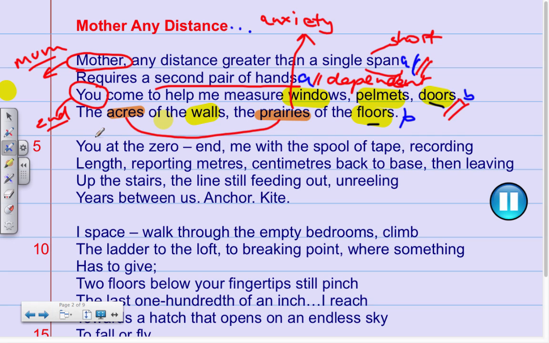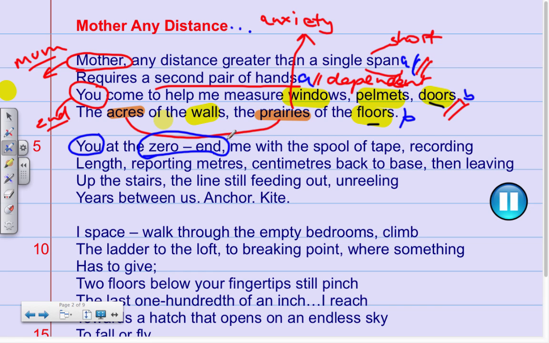Then again, this direct address: "you at the zero end, me with the spool of tape, recording length, reporting meters, centimeters back to base, then leaving up the stairs, a line still feeding out, unreeling years between us, anchor, kite." So, some key linguistic points here worth analysing. He says to his mother that she is at his zero end, and you can imagine his mother at the base of the stairs or somewhere in the flat, and he's walking away with this measuring tape.